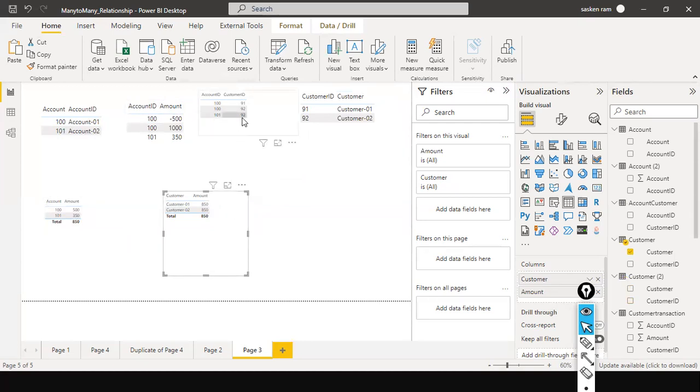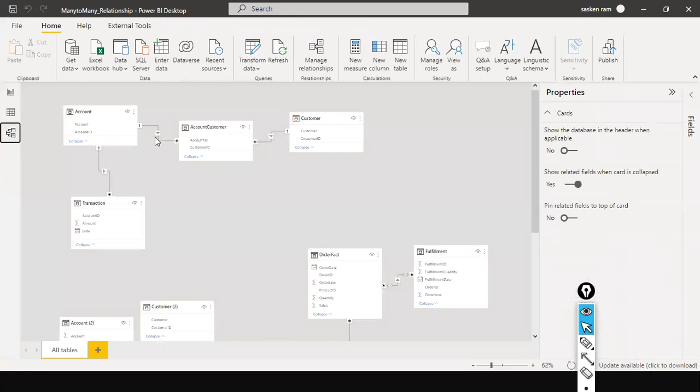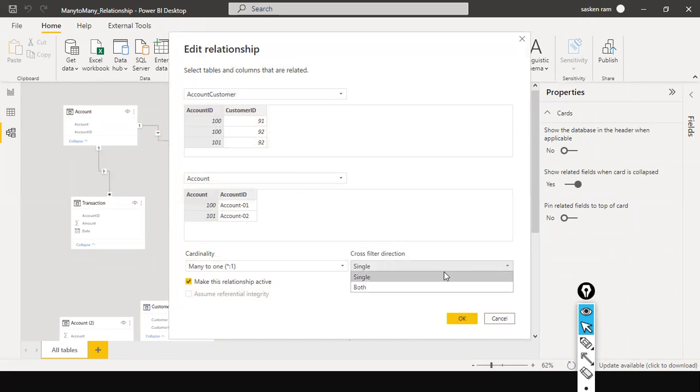101 is held by customer ID 92, customer 2. For 101, 350 should come, but 850 shows. Something is wrong here. So what I will do is I'll just enable the bidirectional relationship. This one seems to be a little bit complicated. Don't worry, I'll explain it.